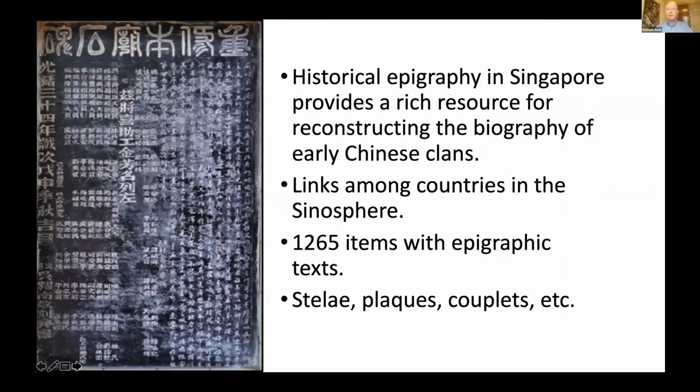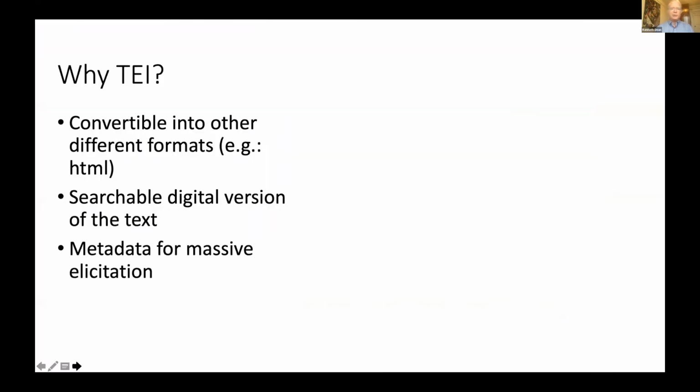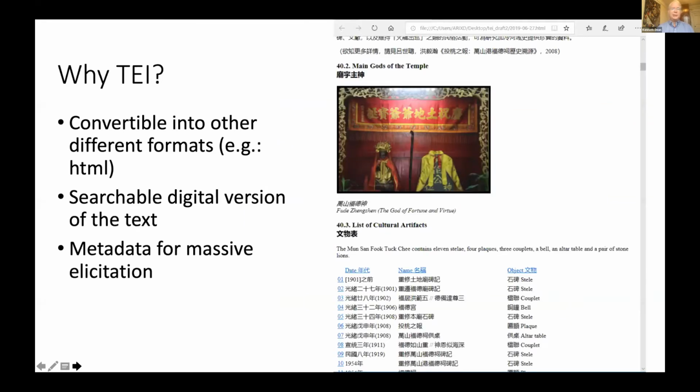What we can try to do with these materials is find connections across Southeast Asia from the individual patrons. We can gather a lot of information on early Chinese clans and early Chinese businesses from them. We can convert it into TEI because that can then go into a lot of different formats, becomes a searchable digital version of the texts with a lot of metadata embedded in it.